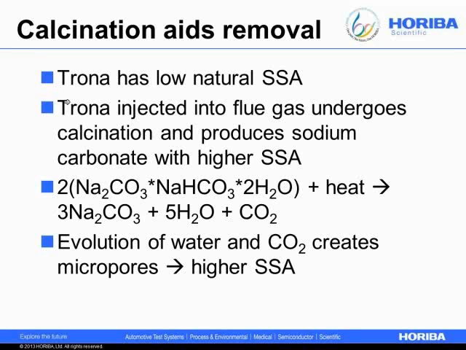Essentially what happens is the Trona forms sodium carbonate, and it evolves water vapor and carbon dioxide. The evolution process creates a micropore structure in the resulting sodium carbonate, and that means a higher surface area. Anytime you can take something that is non-porous or relatively non-porous and start creating pores, what you're actually doing is creating more reaction sites for the SO2 and SO3 to find and react with.